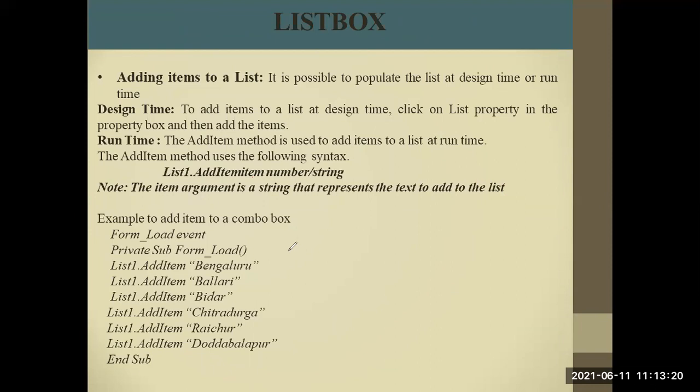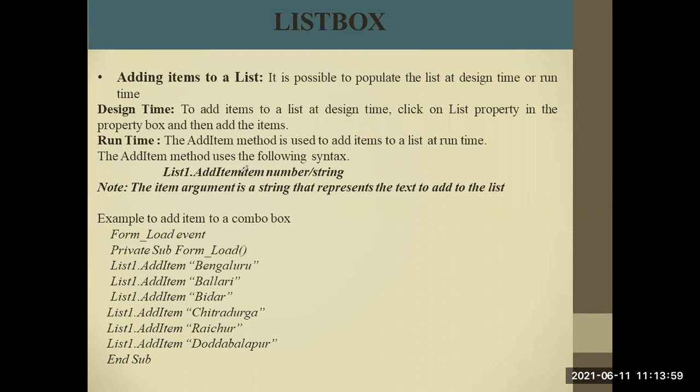As I said, we can add an item to the list. This adding can be done either at design time or at runtime. Both times we can add any number of items to the list. Design time is while we are designing the application, and runtime is while executing the application. At design time, click on the list property in the property box, then add an item. It's very simple.